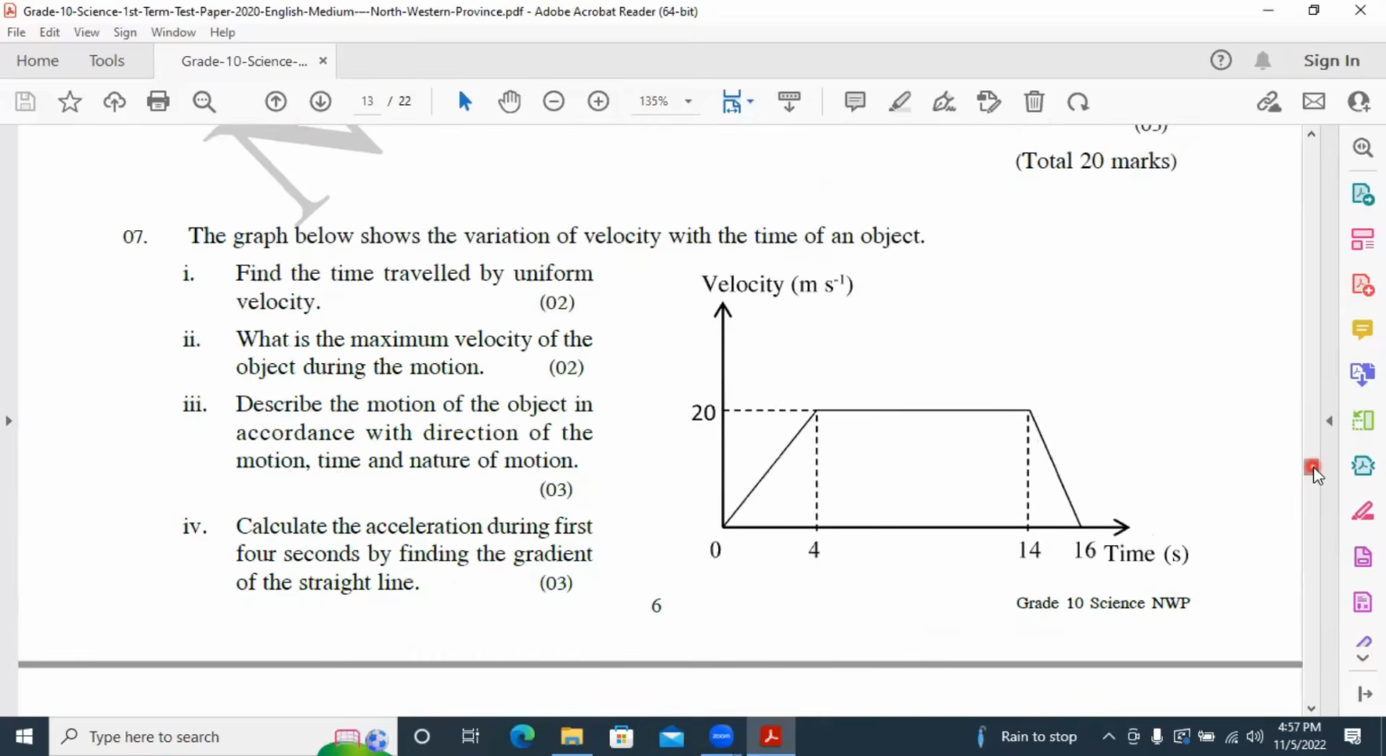Question number 7. The graph below shows the variation of velocity with the time of an object. Find the time traveled by uniform velocity. Here the uniform velocity can be seen between 4 to 14. They are asking the time that it traveled with that uniform velocity. It is 10 seconds. What is the maximum velocity of the object during the motion? It is 20 ms minus 1.